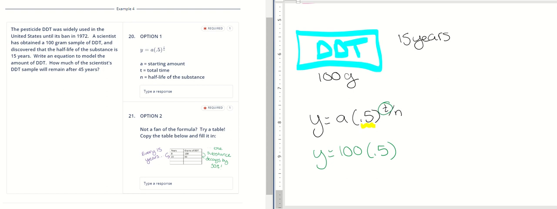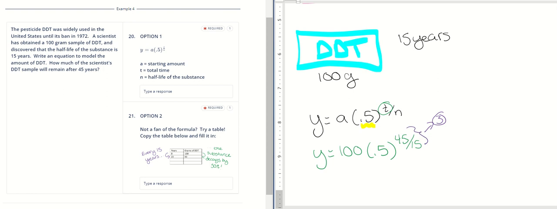How much time are we looking at? We're looking at 45 years. But this doesn't cut in half every year. It's not going to cut in half 45 times. It's only going to cut in half every 15 years. So we want to take that 45 and divide it by the half-life of 15, because what that means is it's going to cut in half 3 times over this time period.